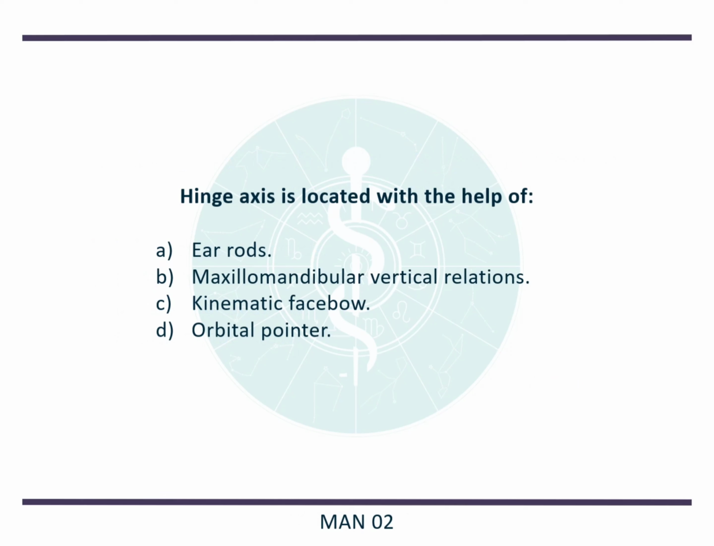Hinge axis is located with the help of A. Ear rods, B. Maxillomandibular vertical relations, C. Kinematic facebow, and D. Orbital pointer. Here also the correct answer is kinematic facebow.